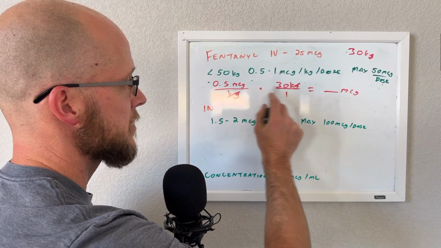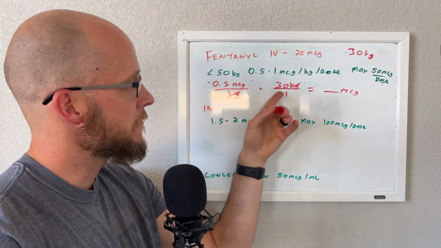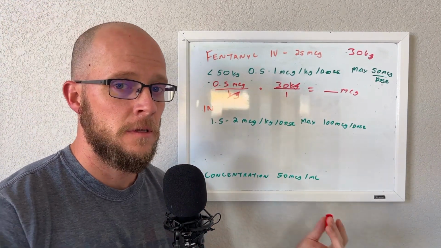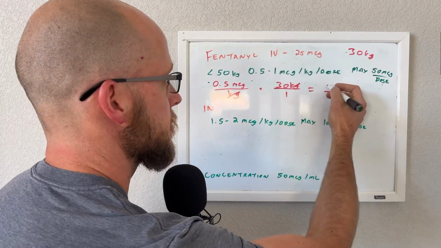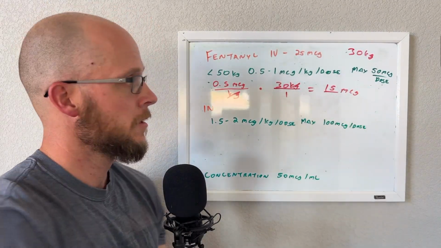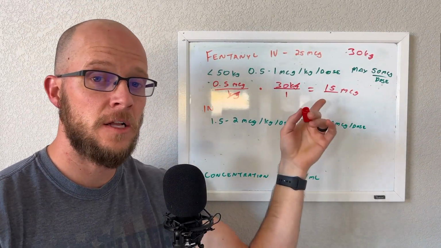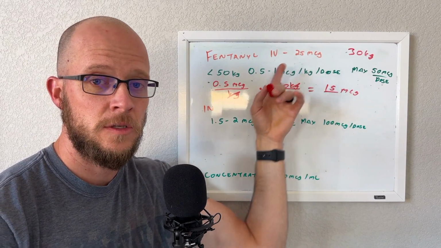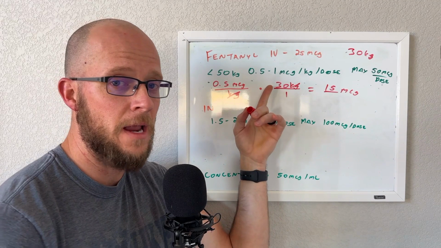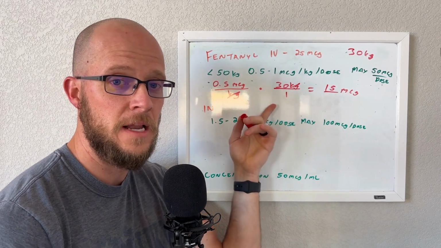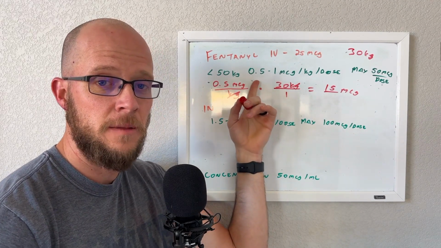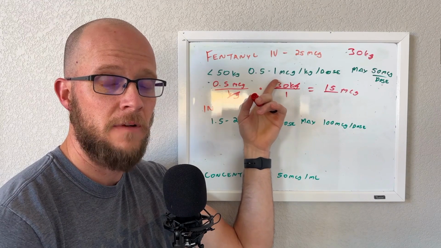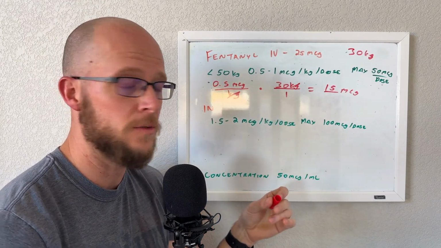So then it's simple math of half. What is half of 30? Right, so 15 micrograms. Okay, now that's not what the doctor ordered. He ordered 25. So then we need to see, well, am I in the right range there? But we're not done yet because we just did the bottom end of the range. We still have up to 1 microgram per kilo per dose.